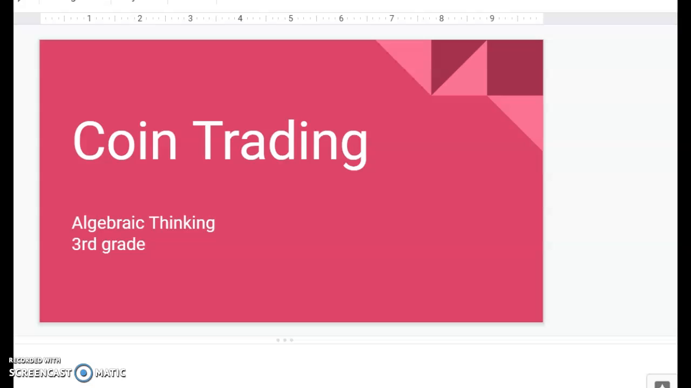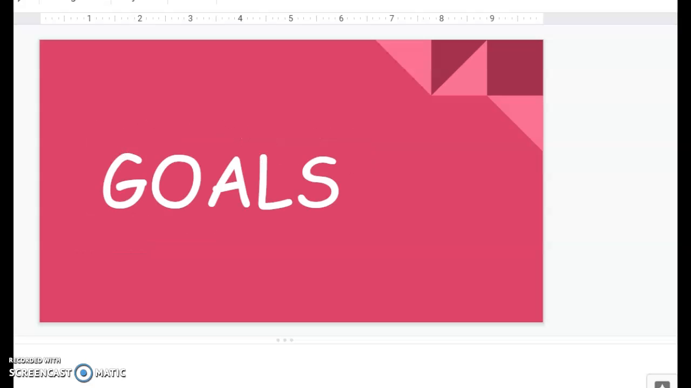It's called coin trading. So we're going to be solving money problems and using our proportional thinking. Our activity is called coin trading. So there are 3 goals that we are going to be focusing on.